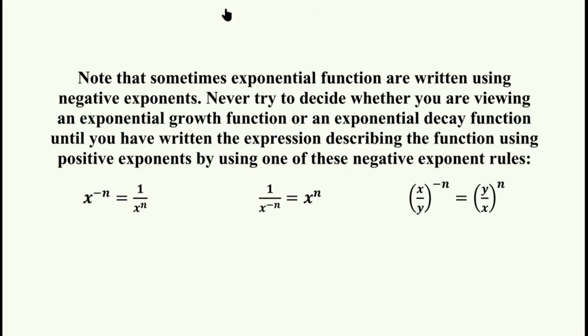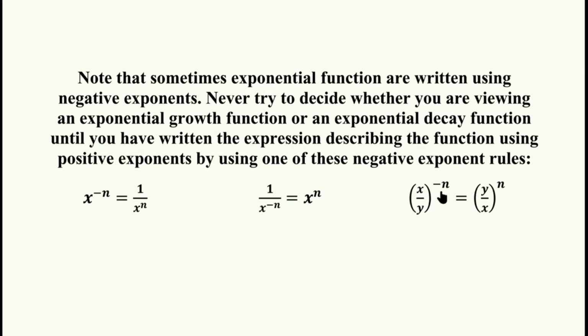Now, sometimes exponential functions are given to us with a negative exponent. So we need to remember these 3 negative exponent rules from our previous experience with exponents, and they're simple enough, but you just need to remember them. If you have x to the -n, that becomes 1 over x to the n.